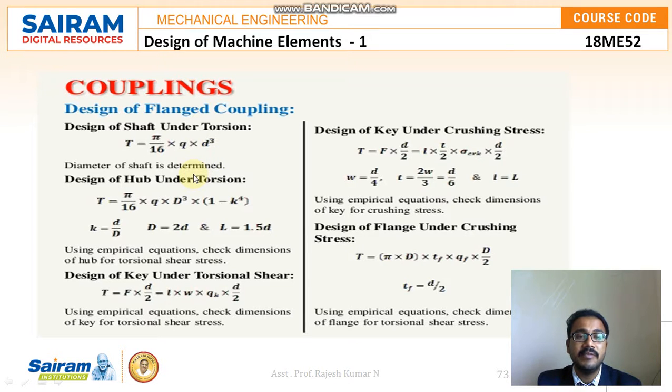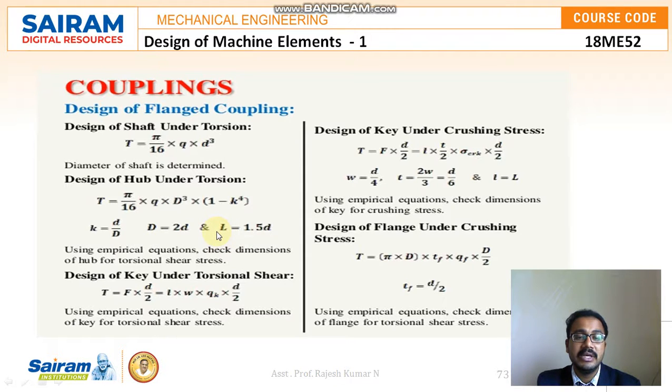Once the diameter is calculated, we will be checking the standard diameter from table 14.4 in the 14th chapter of the design data handbook. And after finding out the standard diameter, we will be finding out the hub diameter, that is capital D, by using the formula capital T equal to pi by 16 into Q into D cube into 1 minus K power 4, where K is equal to small d by capital D. And already we know one more relationship, that is capital D equal to 2d and capital L equal to 1.5d. So using these empirical equations, we will be checking the dimensions of the hub for the torsional shear stress.